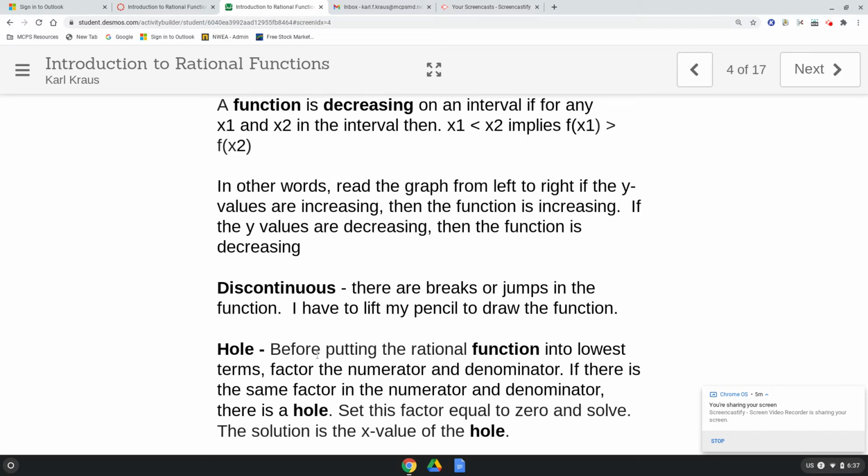A hole: before putting the rational function in lowest terms, factor the numerator and denominator. If there's the same factor in the numerator and denominator, there's a hole. Set the factor equal to 0 and solve. The solution is the x value of the hole. To find the y value of the hole, you just plug the x value into the simplified form, and you'd find the y value.